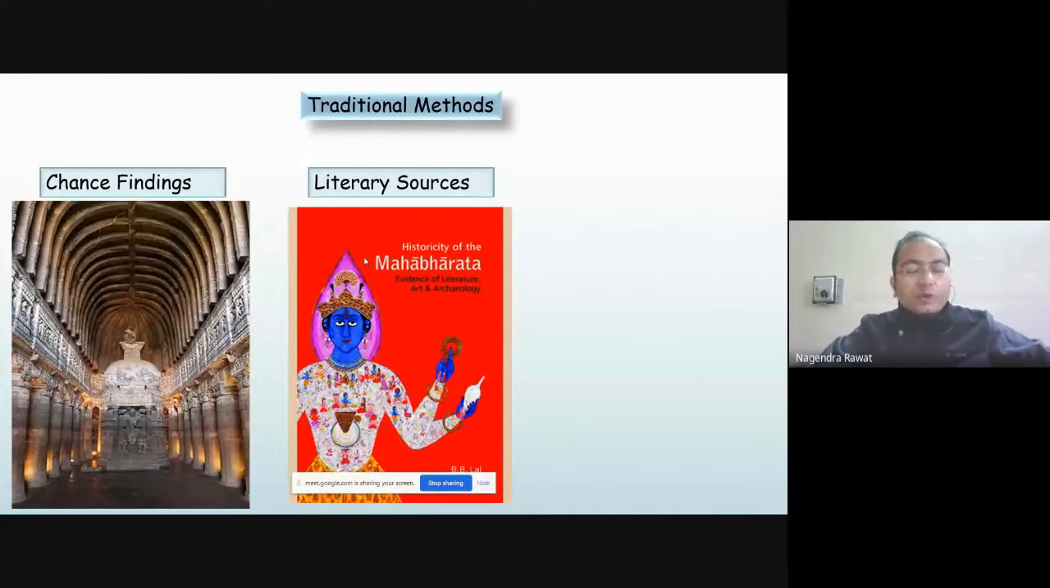Like in our state, Uttarakhand, we have discovered one or two sites which were mentioned in literary sources, and people tried to explore them, and they found the sites. So literary documents are very important for any archaeological exploration.